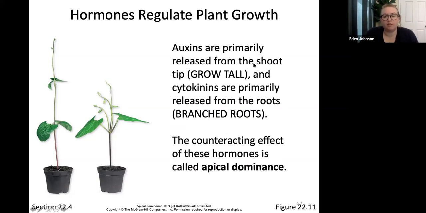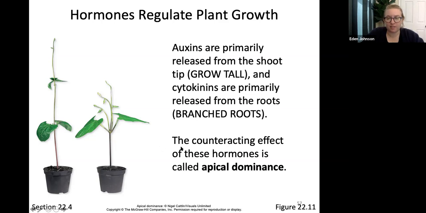Now, auxins are primarily released from the shoot tip. They grow tall. Cytokinins are primarily released from the roots. That's why you get those branched roots that I just talked about. So meaning that if auxins prefer to grow tall, cytokinins prefer to grow outwards, you have this antagonistic relationship between these two hormones. They're going to limit each other. That's why one predominates in the shoot, one predominates in the root. Yeah, so auxins are going to inhibit cytokinin wherever you have auxins.